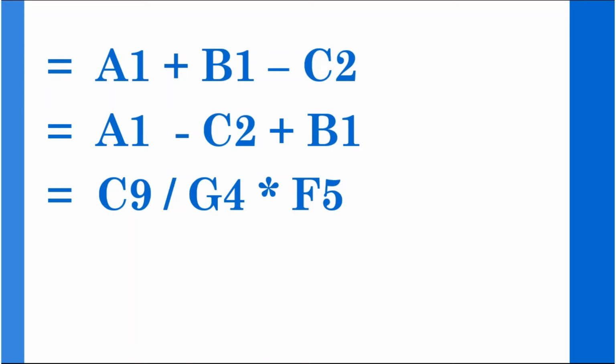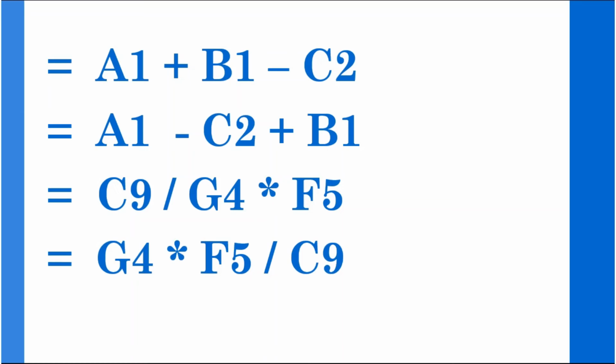The same is the case for multiplication and division. If you look at these two, C9 is getting divided by G4, and then multiplied by, say, F5. In the first case, C9 will get divided first, and in the second case, G4 is going to get multiplied with F5 first. So these are a few rules which we need to understand and keep in mind, otherwise we are not going to get our desired results. Now let's go to our spreadsheet.